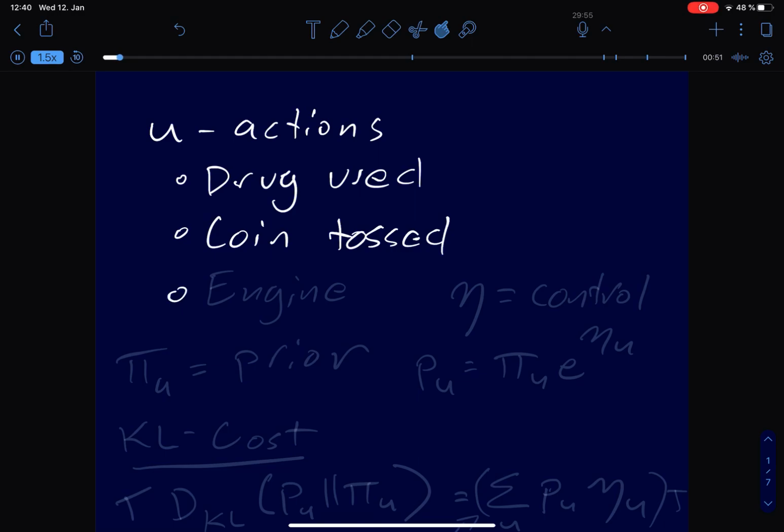or which engine is actually activated, right? So in a control sense, this is the actual engine applied to the plane. This is the actual outcome of our attempt to control the system. And there is some prior on these actions, which is the prior probability of a particular action being used.